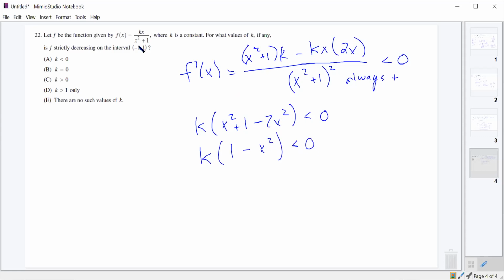If x is between -1 and 1, according to the interval we're talking about, and I take a value between -1 and 1 and square it, that value is still between 0 and 1. And so when I do 1 minus that, this will be positive. So all we need then is for k to be less than 0. And so we'll choose choice A for that. If k is less than 0, that should make f strictly decreasing from -1 to 1.